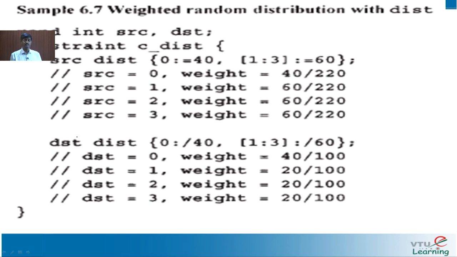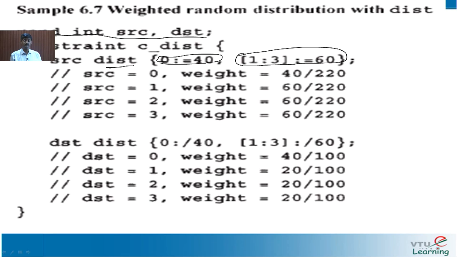Let us take a simple example to do this. I am defining a rand int source, destination, constraint c, destination, source, destination. I am putting a weight 0 to 40 for destination. So the first three values are weighted as 60. Let's say source is 0. What is the weight? The weight is 40 by 220. What is the total value I want to count here? The total value is 40 here. What is the total? 40 to 60. 60 plus 40, that is 100. Sorry, 100 into double, that is 220.